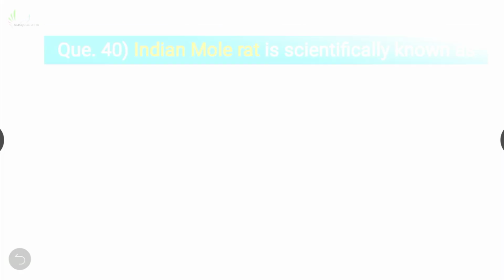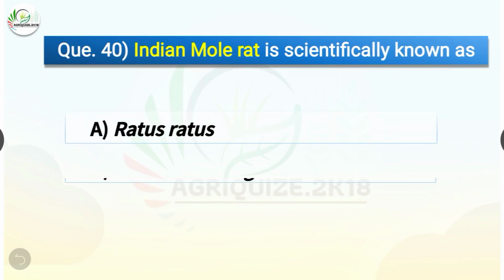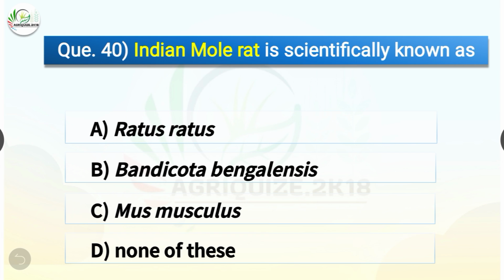Question number 40. Indian mole rat is scientifically known as. The options are Rattus rattus, Bandicota bengalensis, Mus musculus, or none of these. The correct answer is option B, Bandicota bengalensis. So Indian mole rat is scientifically known as Bandicota bengalensis.